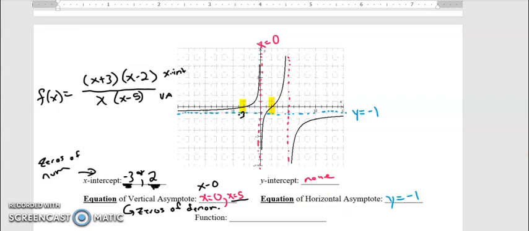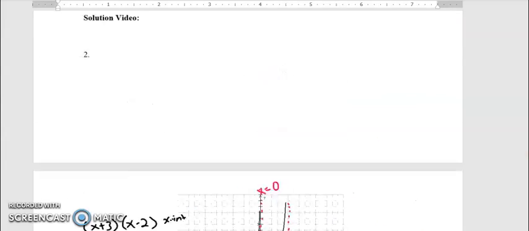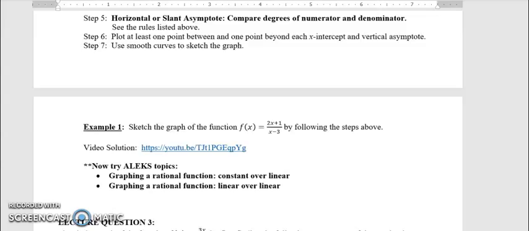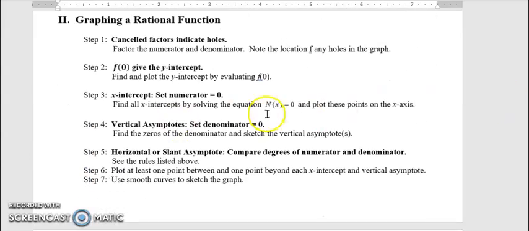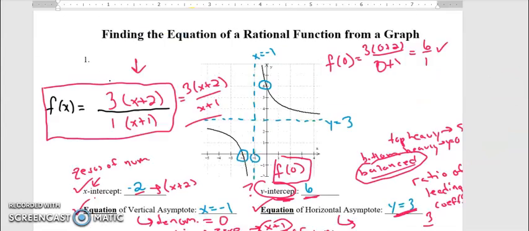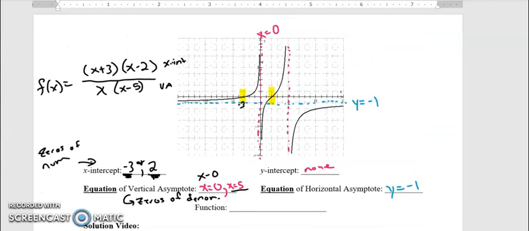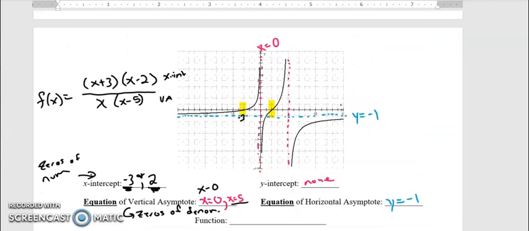And if you're wondering, okay, how am I supposed to know which is which? This summary sheet that I gave you guys here, this is what you should refer to. So x-intercept is when the numerator equals 0. Vertical asymptotes when the denominator equals 0. That's after you cancel any common factors. But these graphs that we're looking at right now don't have holes, so we can assume we don't have those common factors.